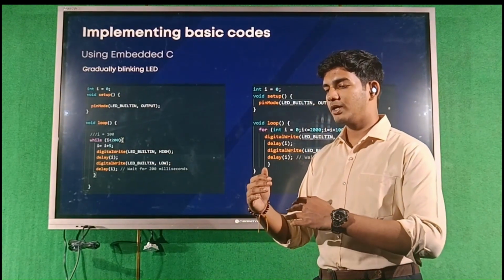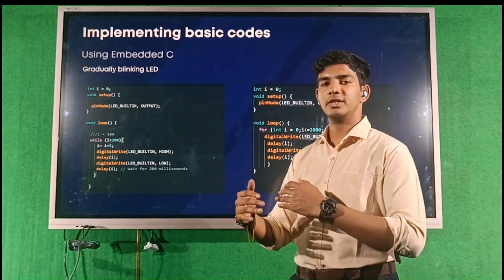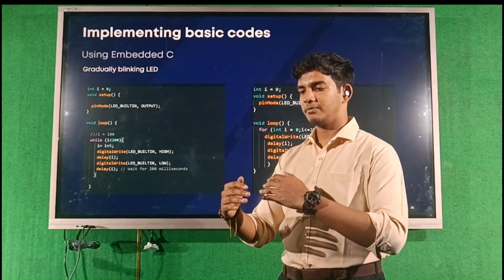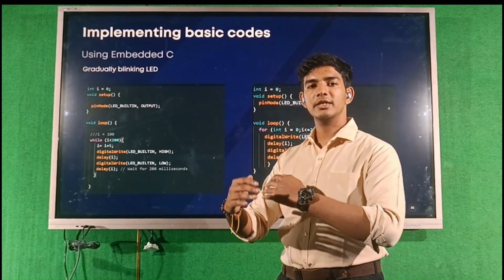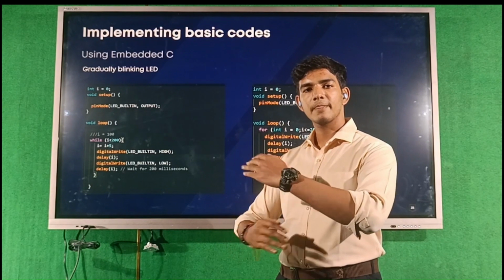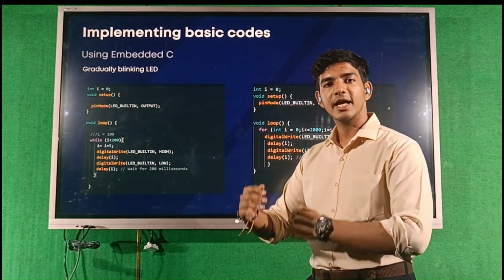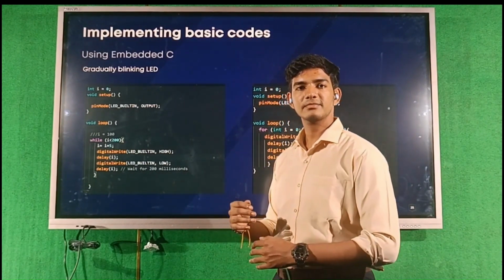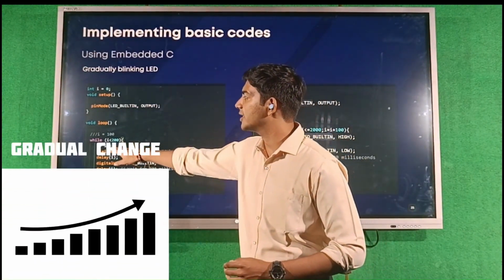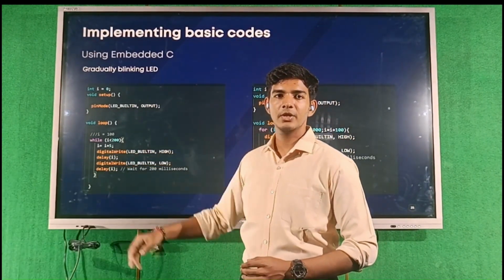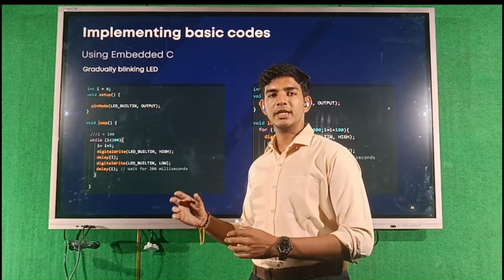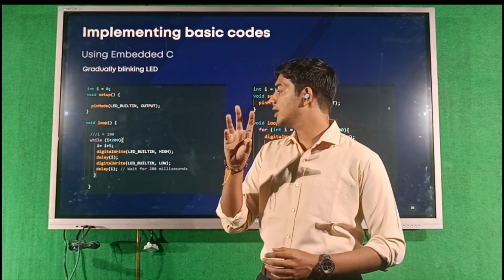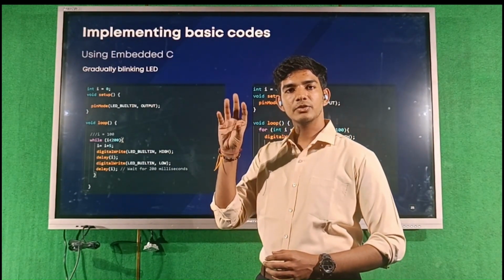Let's take a basic example. If my hands are gradually changing the speed, that's the thing. We are changing the value of delay. So I'm giving it an increment of 5. That's about the while loop, it will gradually blink. So first it will blink fast and then slow.